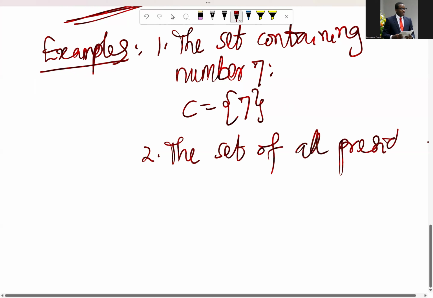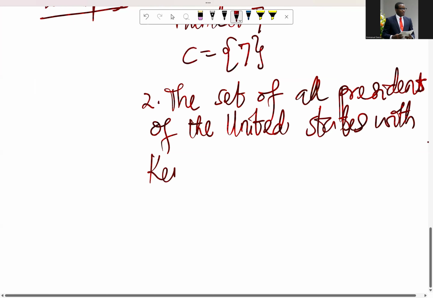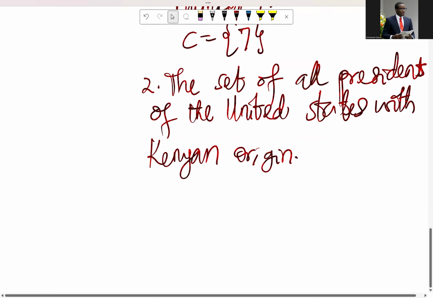The set of all presidents of the United States with Kenyan origin. As of today, we only know one president with Kenyan origin, because his father is from Kenya. In this case, that would just be D equals Barack Obama.